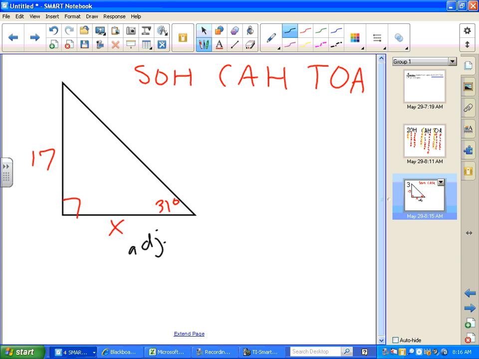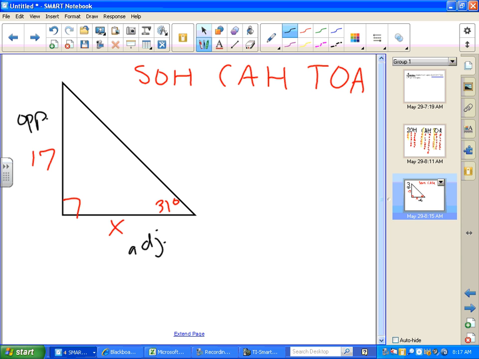Good. It's the opposite side, okay? OPP. It's the opposite side. It's not the hypotenuse, and it's not next to it. 31 degrees and 17 are opposite from each other. What's this side called? Good. This side is called the hypotenuse.